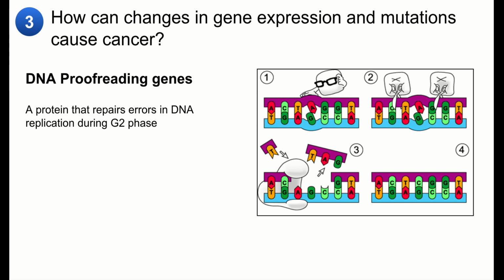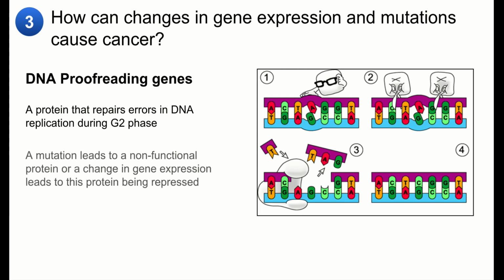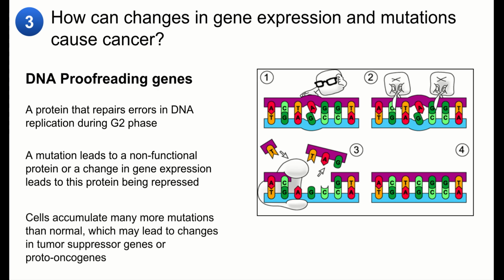So you've got proteins that actually float around inside the nucleus looking for mismatches, and they'll cut out the mismatch and repair it. If we have a mutation in one of those genes, we might have a mutation that leads to a non-functional protein or a change in gene expression that leads to this protein being repressed and not made. Now, we don't have anybody going around and fixing those errors. What will happen next? Well, that will lead to cells accumulating many more mutations than normal, which may lead to changes in tumor suppressor genes or in proto-oncogenes.